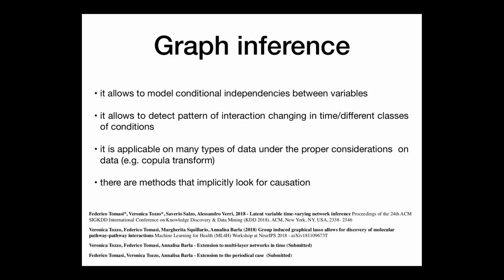And if this is not the case for what I told you, there are methods that do graph inference that implicitly look for causation between the variables. So you get directed edges in which you say that these variables caused another one, and you can try to understand why this happened and infer something about the system from the structure of the graph.